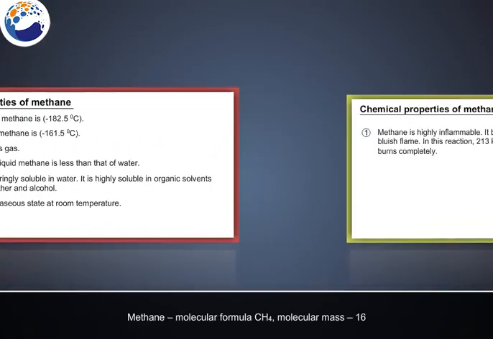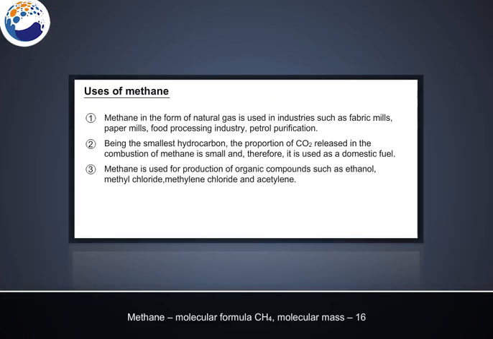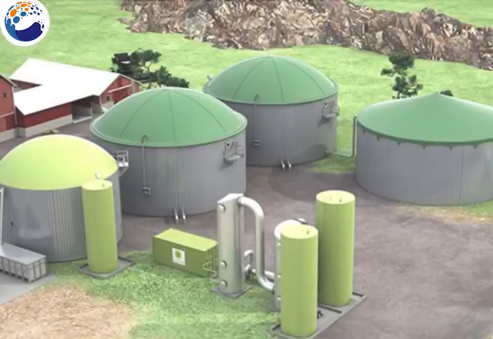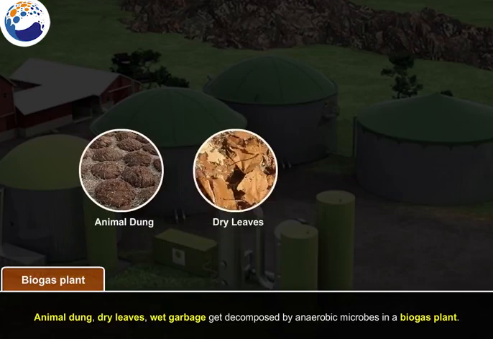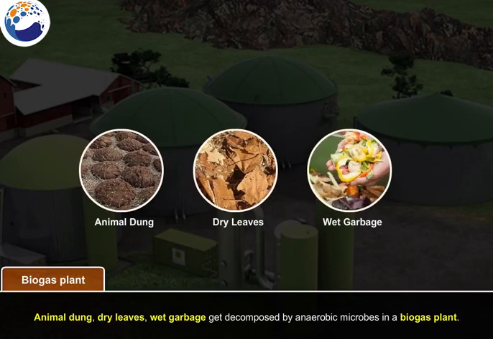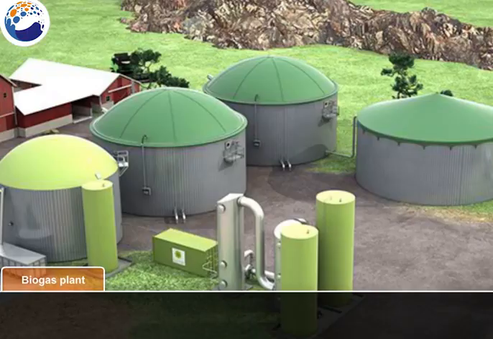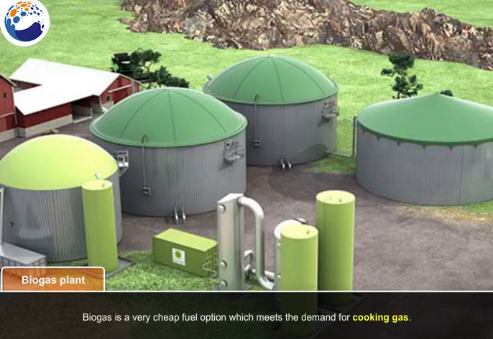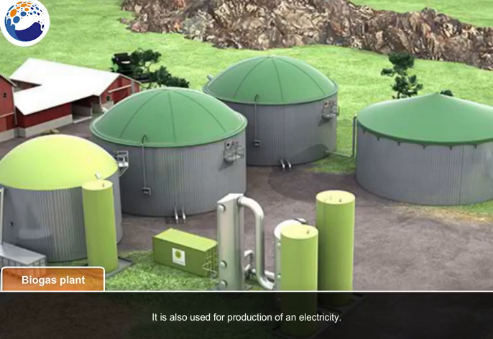Methane. Molecular formula CH4. Molecular mass 16. Biogas plant. Animal dung, dry leaves, wet garbage get decomposed by anaerobic microbes in a biogas plant. This produces methane gas, also called biogas. Biogas is a very cheap fuel option which meets the demand for cooking gas. It is also used for production of electricity.